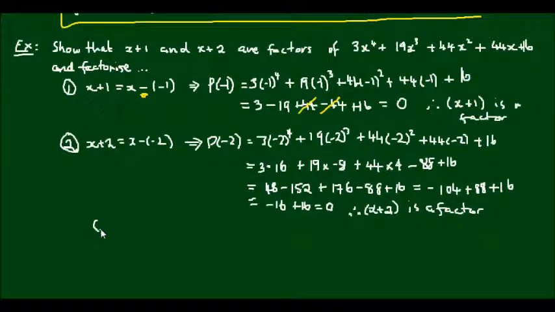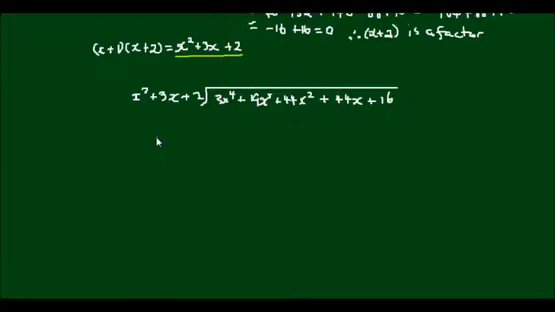Okay, so since x plus 1 and x plus 2 are both factors of the polynomial, I'm going to multiply them together to get a quadratic expression. So this should equal x squared plus 3x plus 2, if I distribute that out. And I'm going to divide our original polynomial by this to find the rest of the factors. Alright, with long division of polynomials, I'm always focused on the leading term.